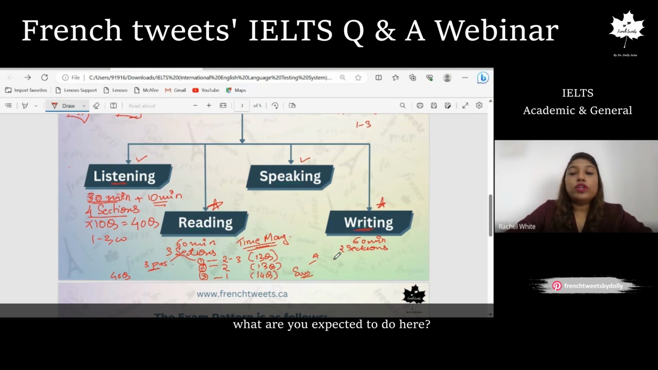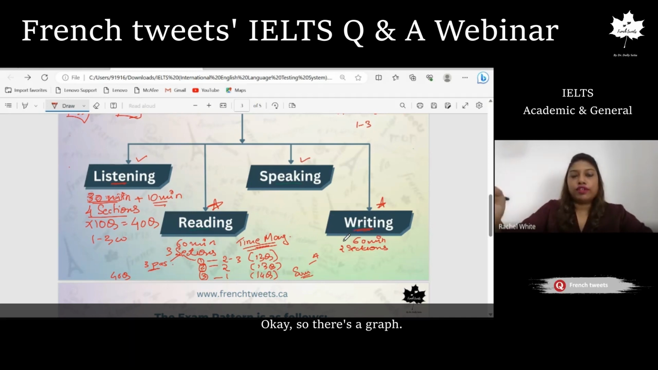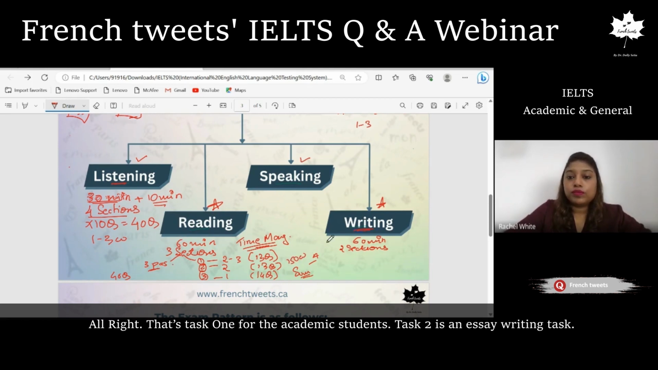So, what are you expected to do here? Now, they would give you a visual or a diagram. Say, for example, the population of men and women from the year 2000 to 2020 in, say, the United States of America. Okay, so there's a graph. So you have all the statistics on the graph, you have the information, you need to analyze the information, and you need to summarize this in a minimum of 150 words. All right, that's task 1 for the academic students.